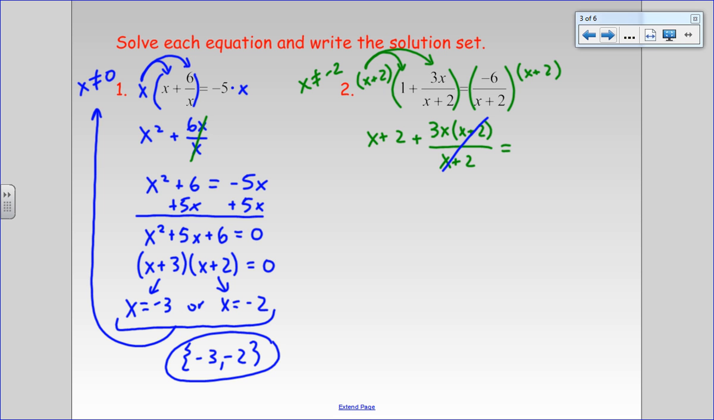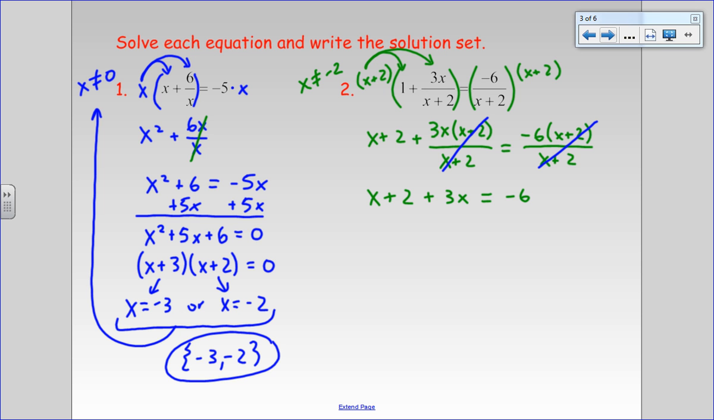Similarly, on the right-hand side, we have negative 6 times the quantity x plus 2 in the numerator. But in the denominator, we also have that binomial x plus 2, and we can remove the common binomial factors. So our simpler equation is x plus 2 plus 3x equals negative 6.